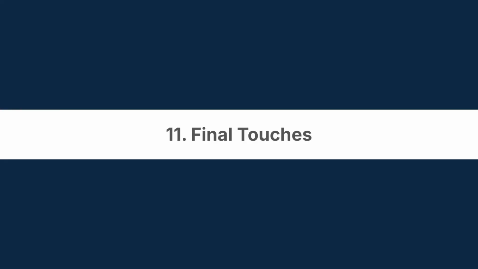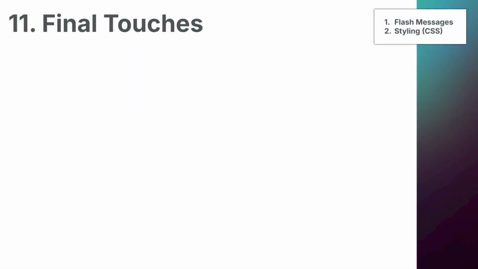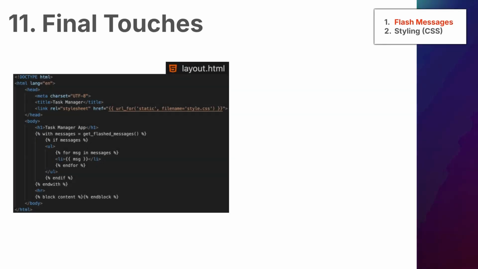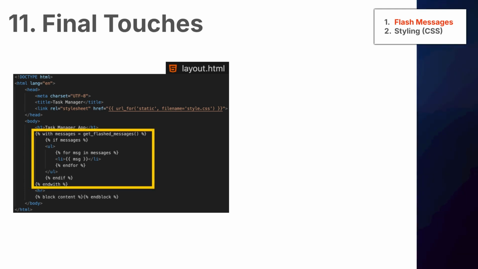Eleven. Final touches. Let's improve the UI and UX, such as showing success messages for your actions by adding flash messages and optimizing the design with CSS. First, flash messages. Open your layout HTML file and add this code.